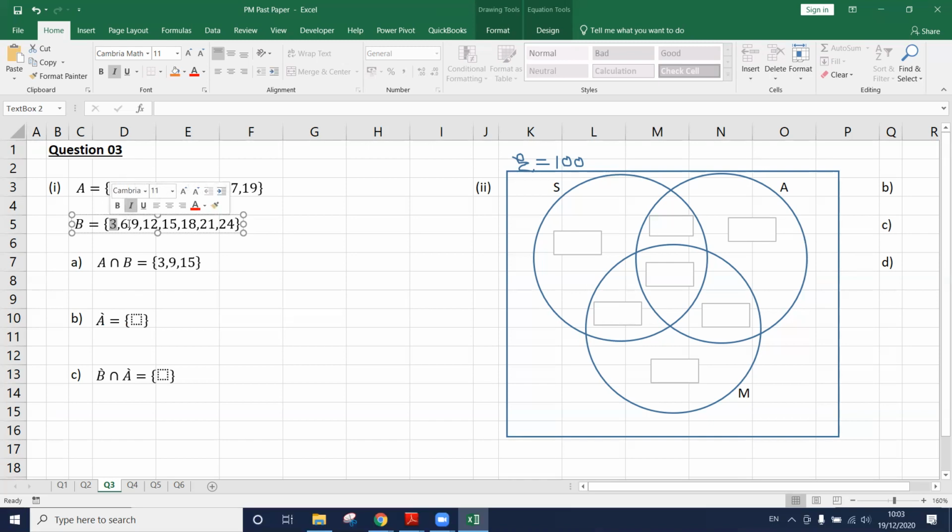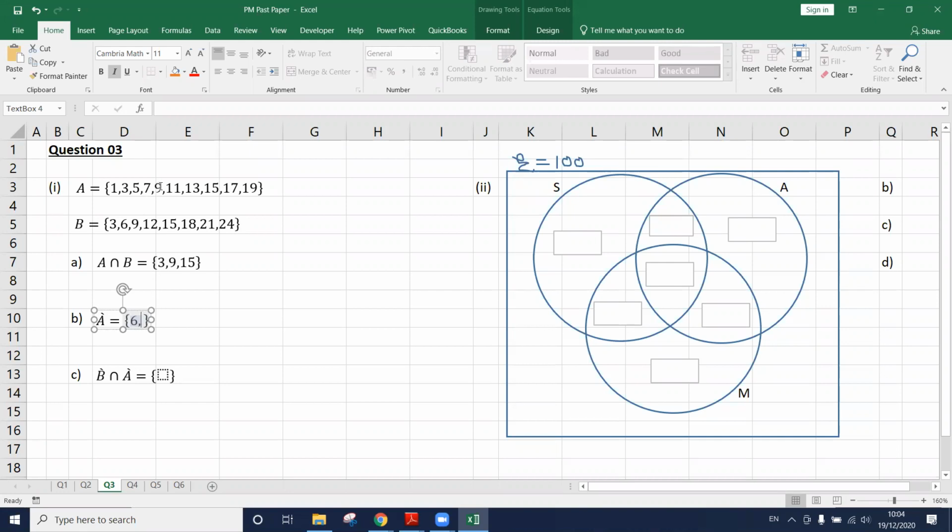Yes, therefore we cannot consider. Six, is it in element A? Set B has six, but set A does not have it. So we can consider it for the A dash set. Right, 6 is not belonging to A. Therefore we can consider it for the A dash set.